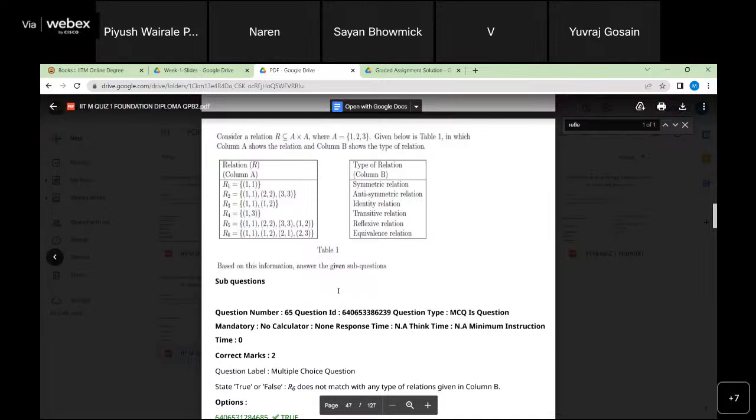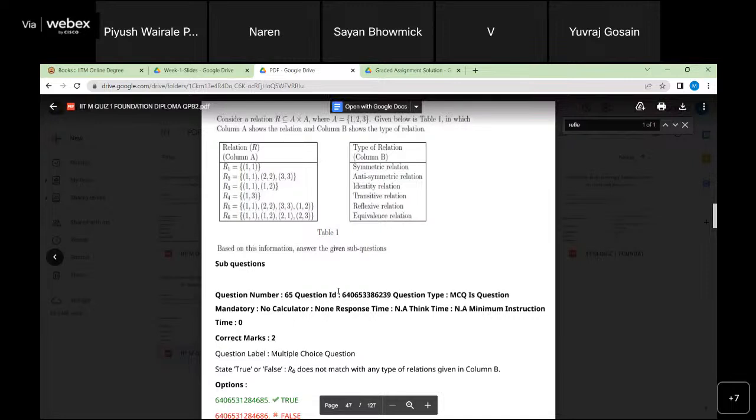You understood, no, sir? Yes. For a relation to be called a reflexive relation, it should contain all the elements of the set A, which means it should contain 1,1, 2,2, and 3,3. So R5 is reflexive here, right? Yes. So there will not be R2 and R5.